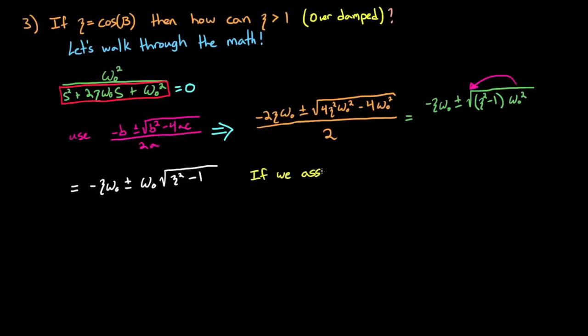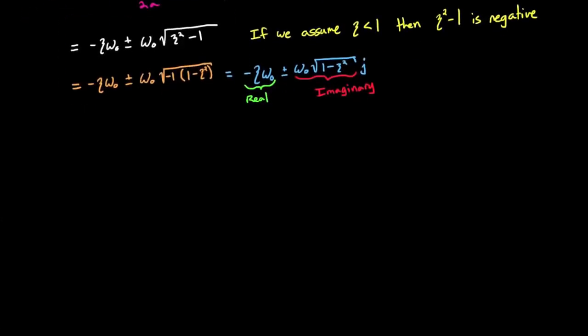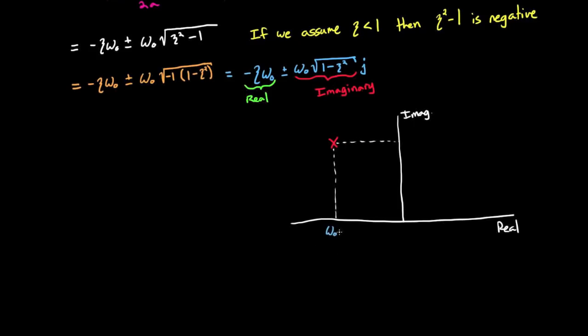But at this point, we can make an assumption that zeta is less than 1. If that's the case, then zeta squared minus 1 is negative, and causes the term under the square root to be imaginary. I find it's easier to factor out the minus 1 explicitly, and then pull the imaginary term j out, just so we can see the real and imaginary components clearly. There are 2 roots, and both have the same real component but opposite signs on the imaginary component. If we just plot one of them, we can see that it's at negative omega naught zeta on the real axis, and positive omega naught times the square root of 1 minus zeta squared on the imaginary axis.